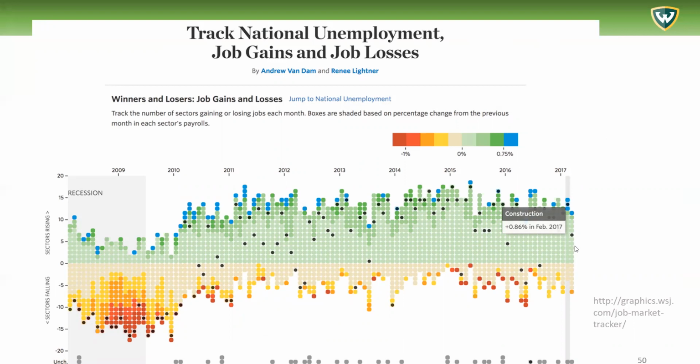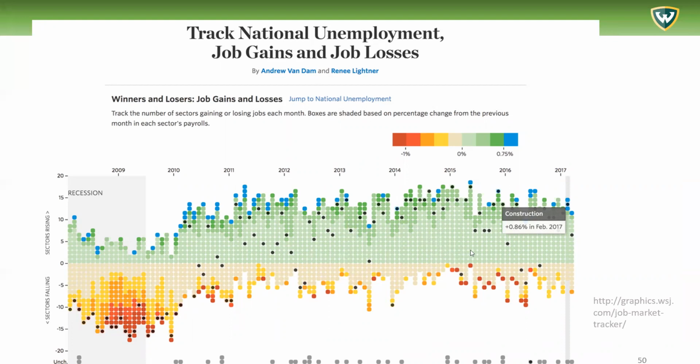Now I have an image here from a Wall Street graphic on tracking national unemployment. And this one here is just a screenshot. So it's not actually interactive, but if you go to the original site, you can interact with it. There's a lot of information here that they can put at once. So this makes it an interesting and sophisticated graph. I don't really know how much you can kind of learn just by looking at it, but some things are obvious.